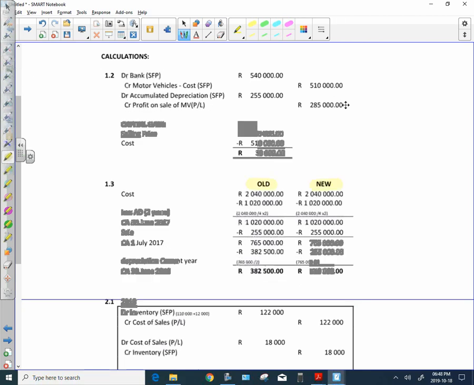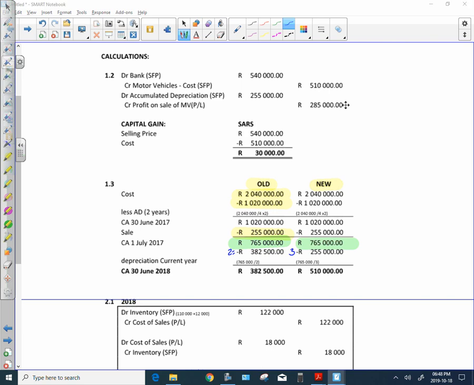What I've done there is taken the cost minus the accumulated depreciation minus the carrying amount of the 2 vehicles sold, and that would have gotten you to the same 765,000. That's the carrying amount at the beginning of the year. Is everybody comfortable with that? If you divide that by 2 years, you get 382,500. If you divide it by 3 years, you get 255. Everybody 100% happy with that?